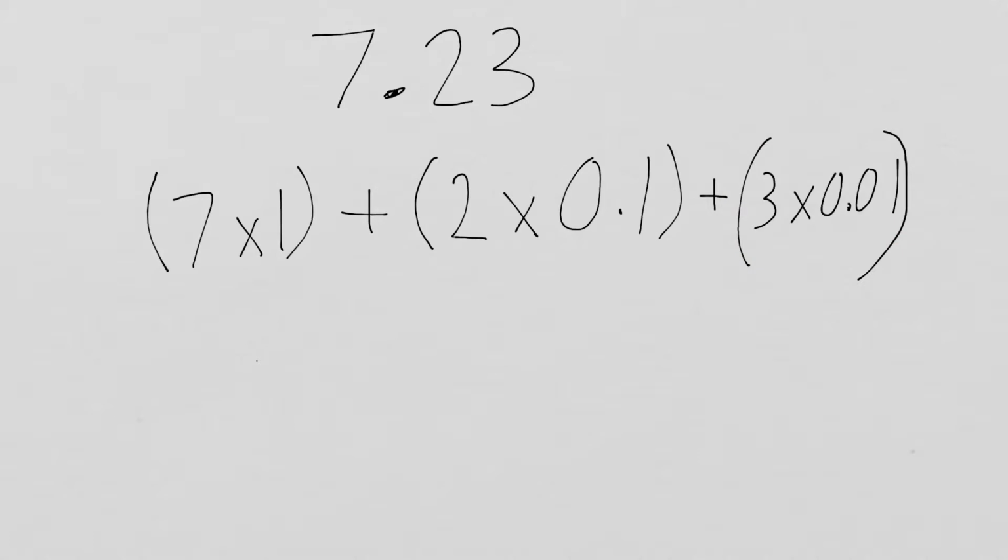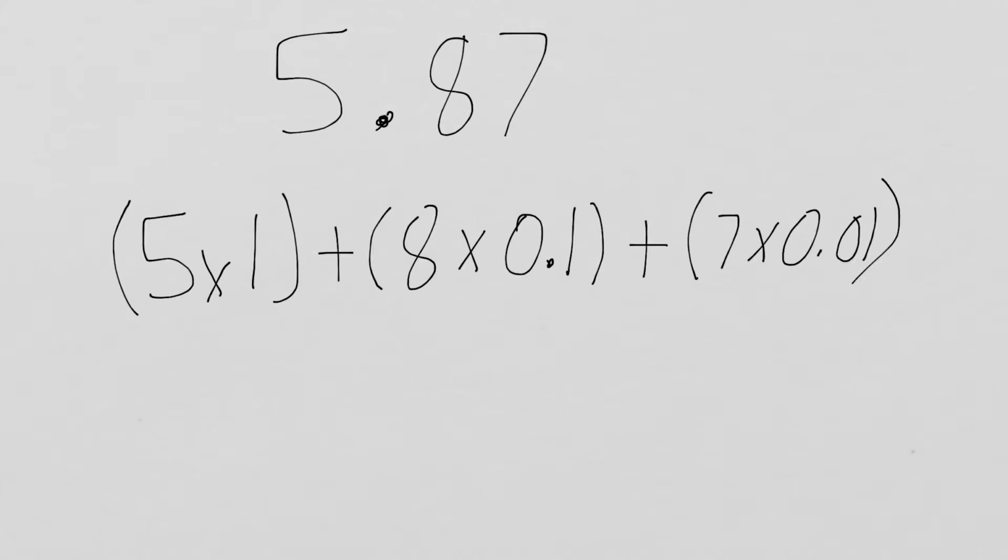Alright, hopefully you're starting to get the hang of this by now. Why don't you try this next one on your own? What would this look like in expanded form? Pause the video, try this on your own on a separate sheet of paper. Alright, well hopefully you've written out the following. This one would be 5 times 1 plus 8 times 1/10 plus 7 times 1/100th. Check your work. Did you come up with the same answer? Hopefully you did, and if you did, you've expanded it out correctly.